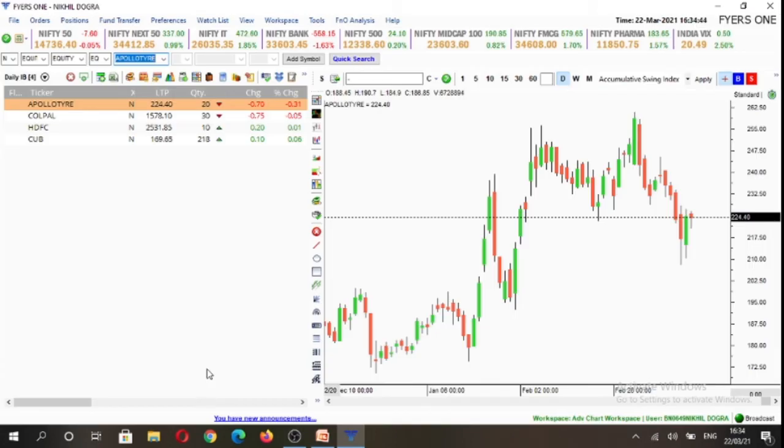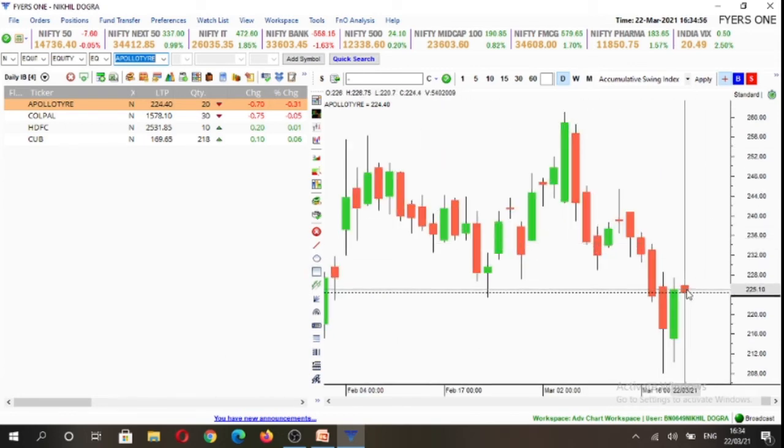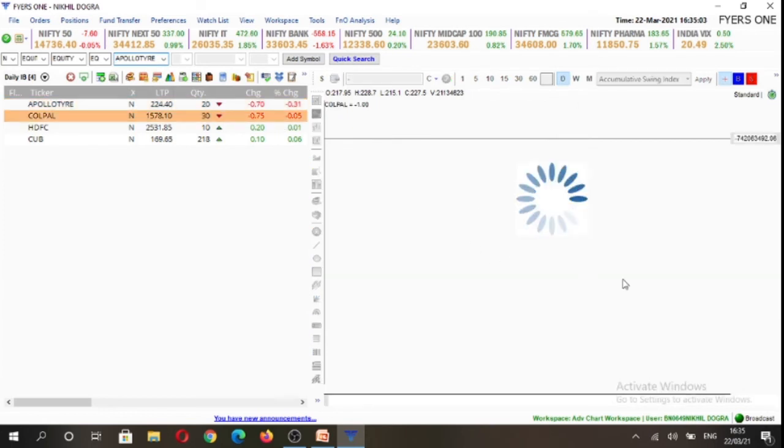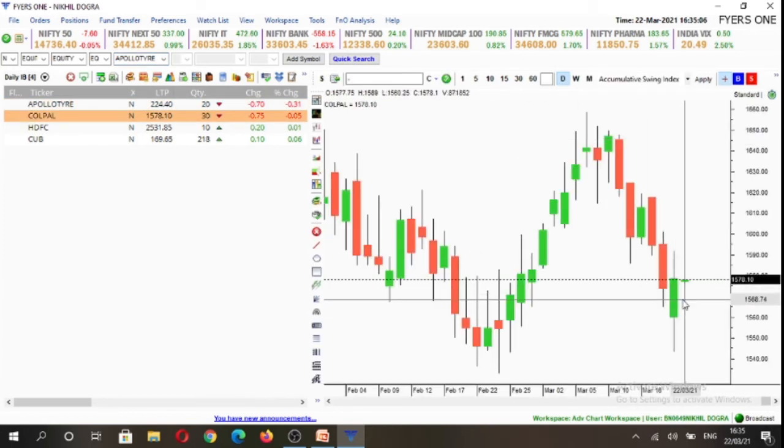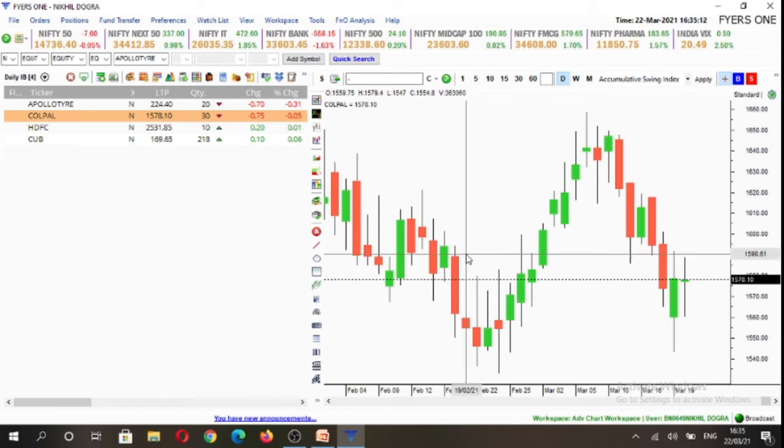Now we would be discussing our stock watch list for tomorrow. The stocks that we have chosen are Apollo Tyre, Colgate Palmolive, HDFC, and CUB, which is City Union Bank. So Apollo Tyre will look for buying opportunity above 226.75 or selling opportunity below 220.6. And Colgate Palmolive will look for buying opportunity above 1589 levels or selling opportunity below 1560 levels.